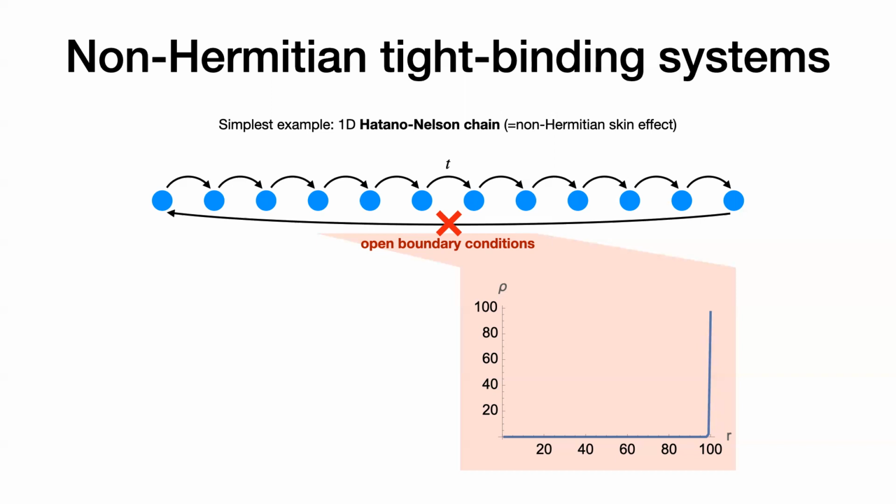So for a topological Hermitian phase, the bulk states all stay the same if you do open boundary conditions. You just get order 1 additional boundary states. Here you get order L boundary states, so extensively many. Yeah, very good question.